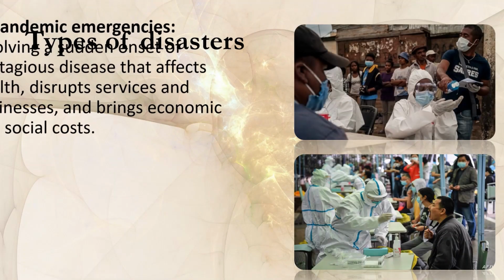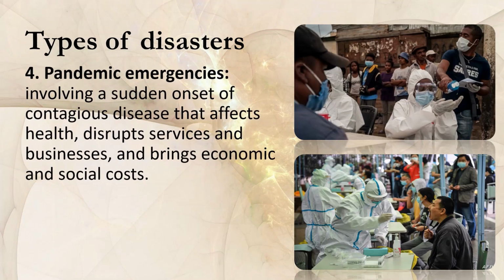And the last, the fourth, is pandemic emergencies, involving a sudden onset of contagious diseases that affects health, disrupts services and businesses, and brings economic and social cost. So those are the types or classifications of disaster.